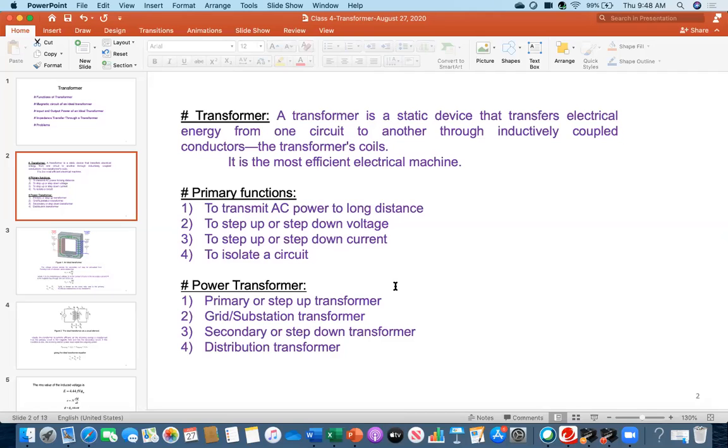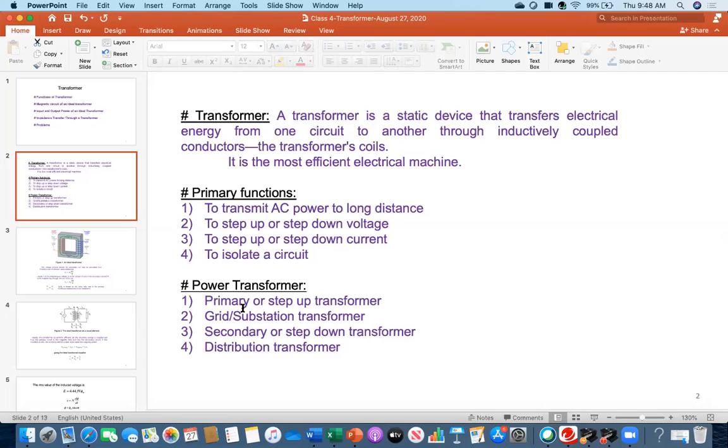And you will find, if you read the literature, not just the book that we are following, if you read any article about transformers, you will see different types of transformer. These four types are the main ones, and they are called power transformers because they are very highly rated, in the range of megavolt ampere, typically used in the entire power network.